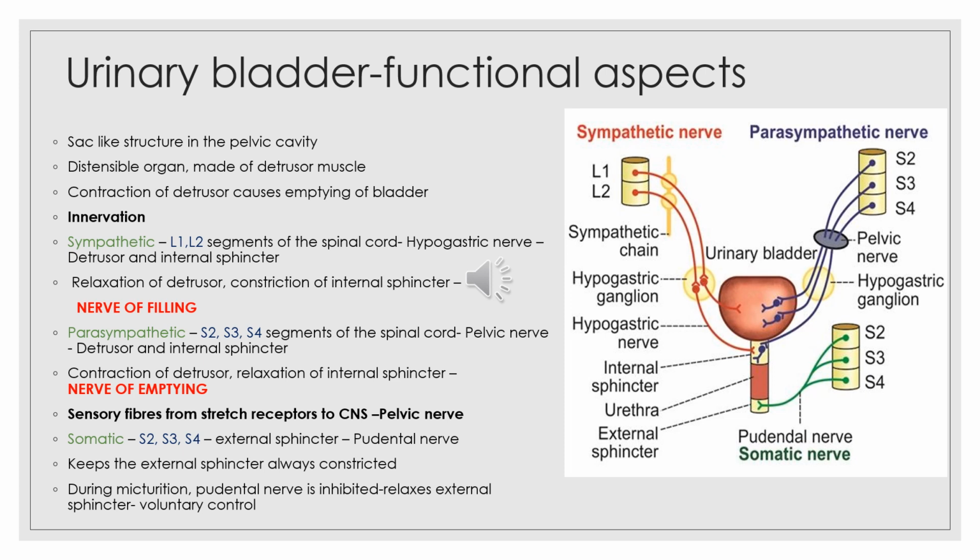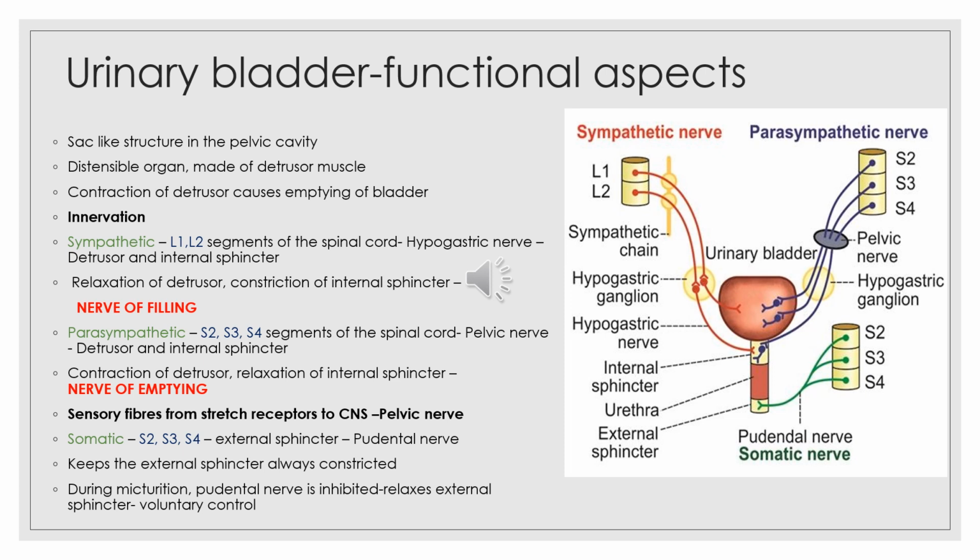So what happens when the detrusor of the bladder is relaxed and the internal sphincter is constricted? It helps in the filling up of bladder. Okay, so this sympathetic nerve, that is the hypogastric nerve, is called the nerve of filling. Now, the parasympathetic nerve supply.